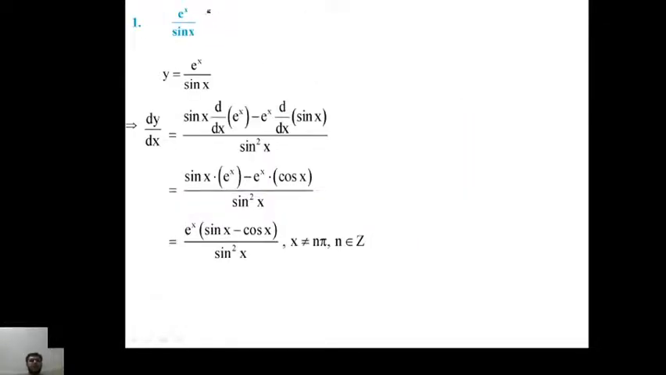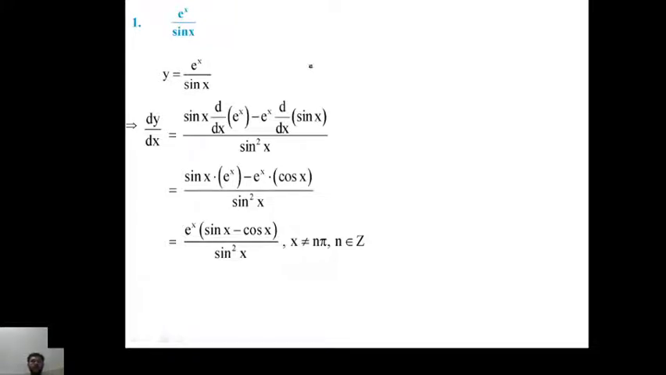differentiate e raised to x upon sin x. In all questions you have to do differentiation, means find d by dx of this function. Okay, that is a common question for all 1 to 12 questions. Let us assume y is equals to e raised to x upon sin x. We have to differentiate this with respect to x.